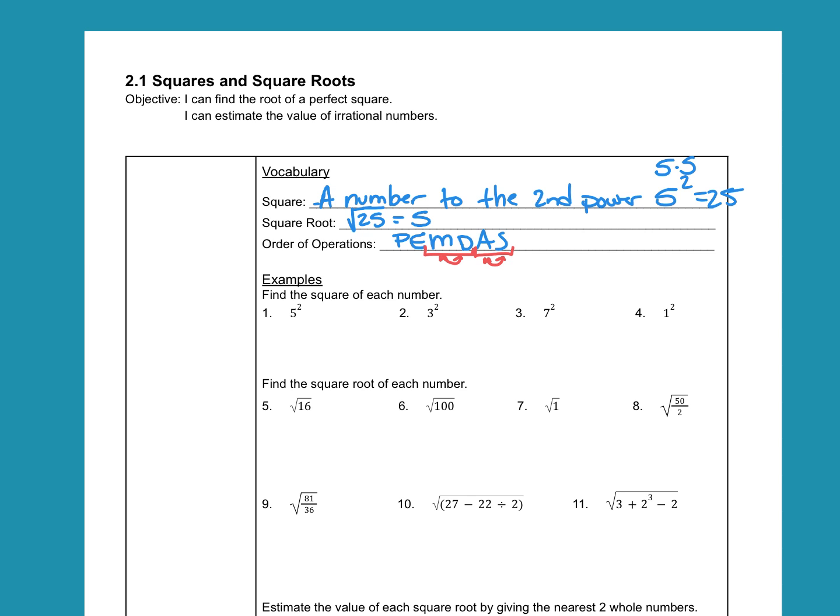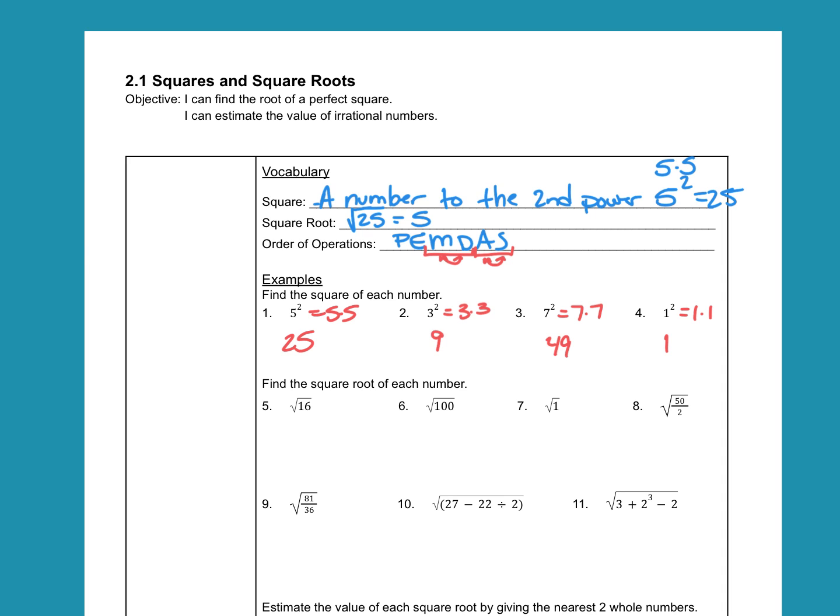Alright, so find the squares of each number. 5 squared means 5 times 5, and that is 25. We just did that one. 3 squared, that means 3 times 3. 3 times 3 is 9. 7 squared, that means 7 times 7, and that is 49. And 1 squared means 1 times 1, and 1 times 1 is 1.